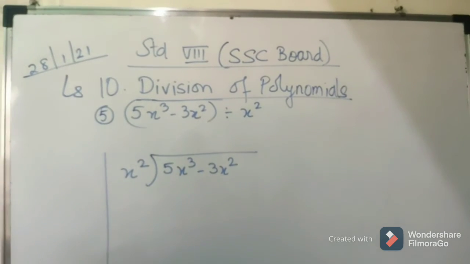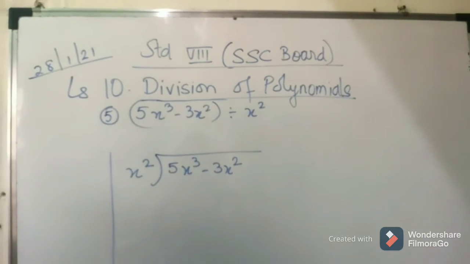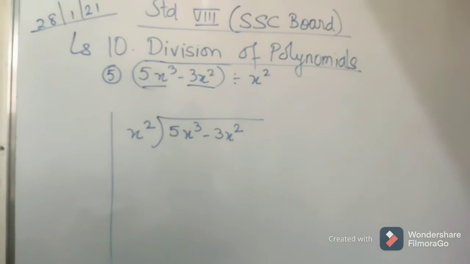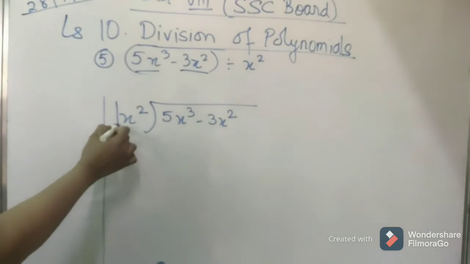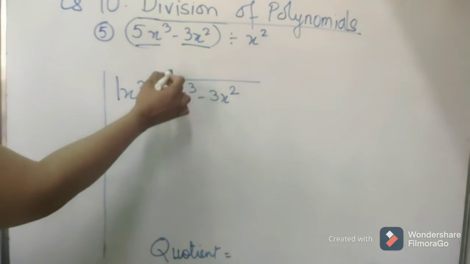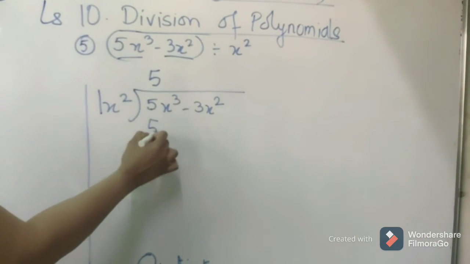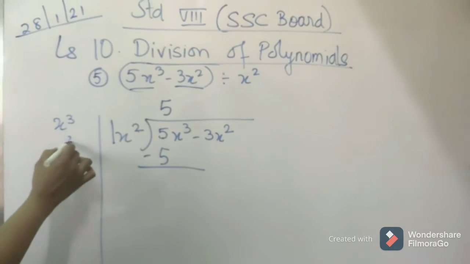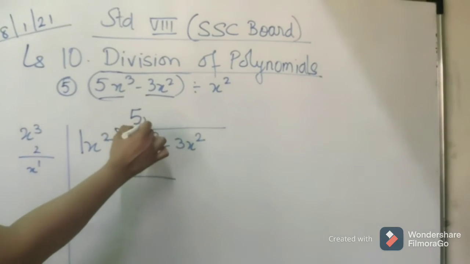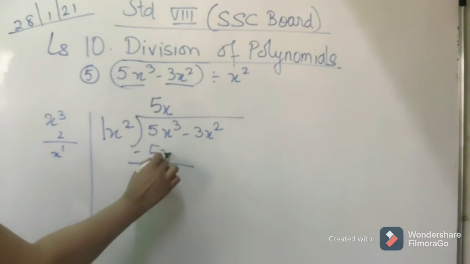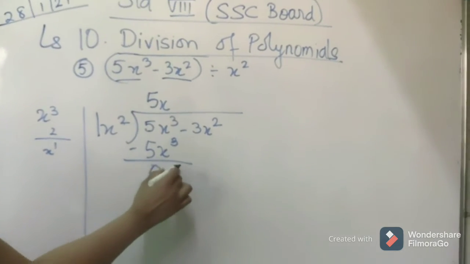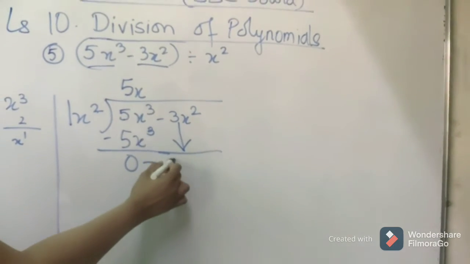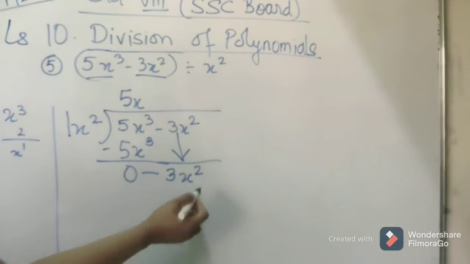Okay, so coming to the fifth sum. Here you can see, students, now we have come to 2 terms. Now nothing is there means 1 is there. In 1's table 5 will go 5 times. So I have written 5 and x cube, if you take out square from cube 1 remains, so multiply by 5x, so you'll get 5x cube. Now once you get 0, like your normal division, the next term comes down, that is 3x square.